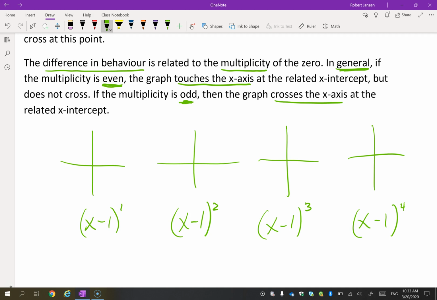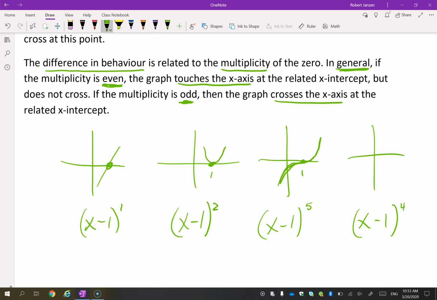If we have a multiplicity of 1, at 1, it's going to cross. If we have a multiplicity of 2, it's going to bounce. If we have a multiplicity of 3, it's going to cross, but it's going to cross as a wave. In fact, if this was a 5 instead of a 3, that wave would be even flatter.